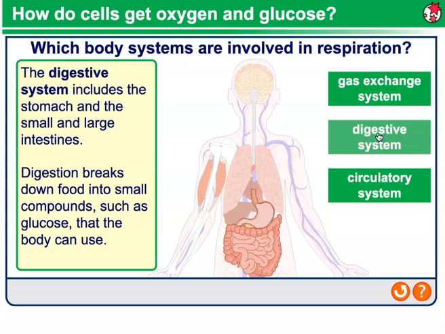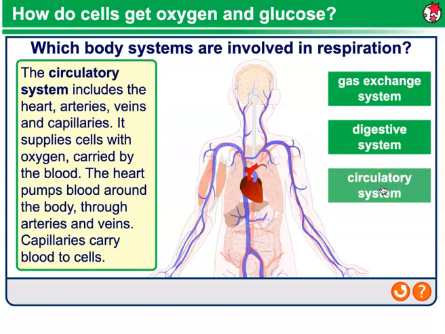The digestive system. The digestive system includes the stomach and the small and large intestines. Digestion breaks down food into small compounds such as glucose that the body can use. And finally, the circulatory system. The circulatory system includes the heart, arteries, veins, and capillaries. It supplies cells with oxygen carried by the blood. The heart pumps blood around the body through arteries and veins. Capillaries carry blood to cells.